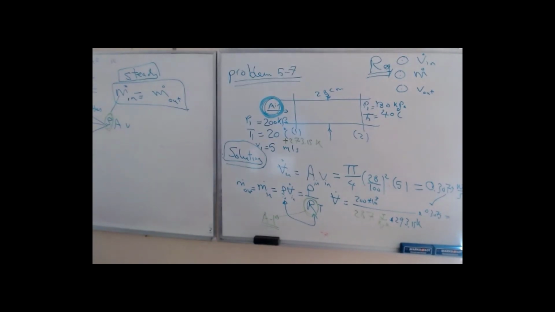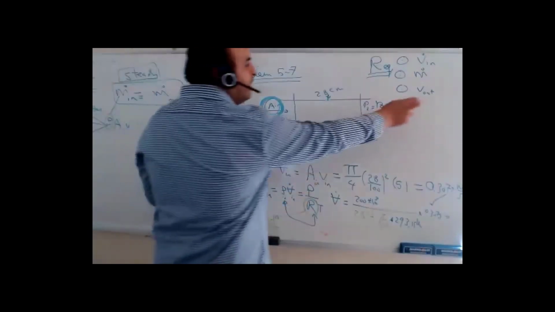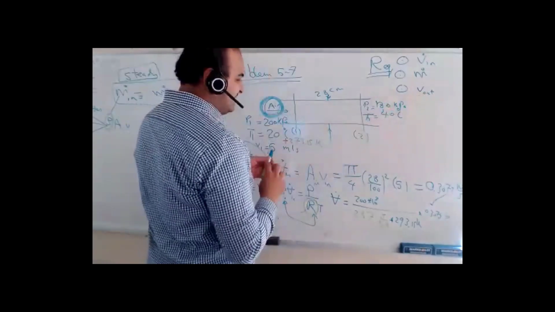So we need the velocity at outlet. The last thing required is the velocity at outlet. What is the velocity here?